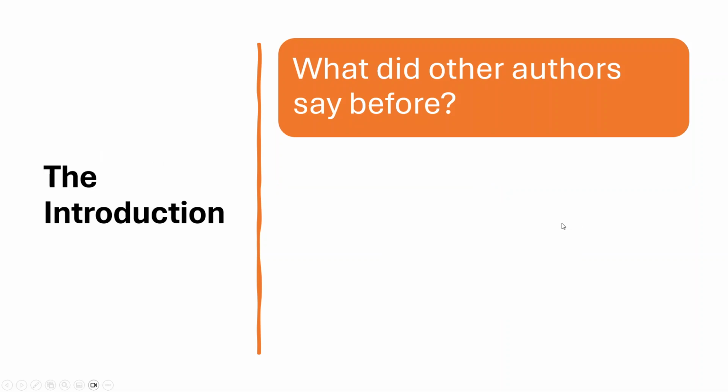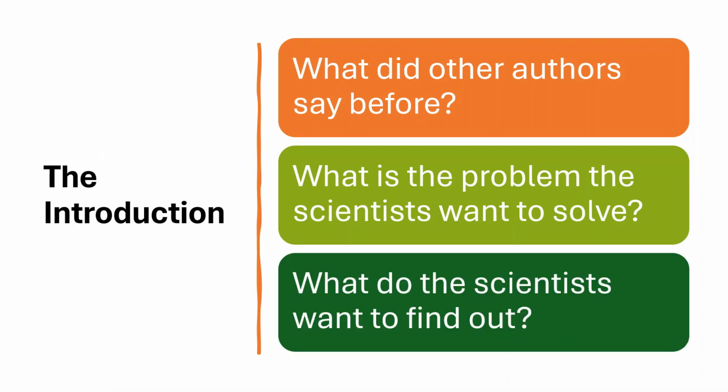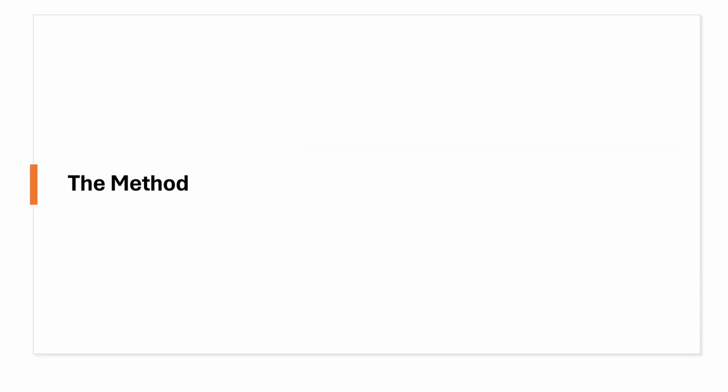Then, after the abstract, is usually the introduction, and this contains things that perhaps other people have said about this subject before. So, what did other authors say before on this topic? What is the problem or the question that the authors of this paper are setting out to solve or to achieve? What is it they're trying to do? And what do the authors want to find out specifically?